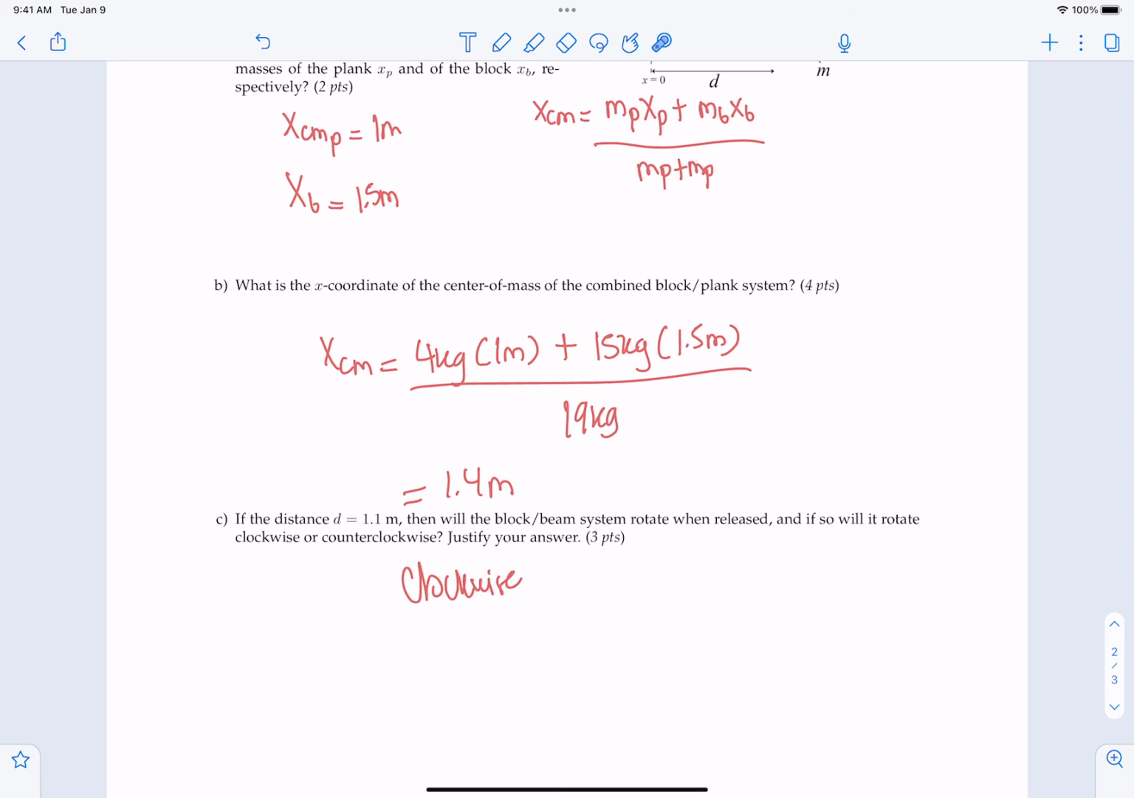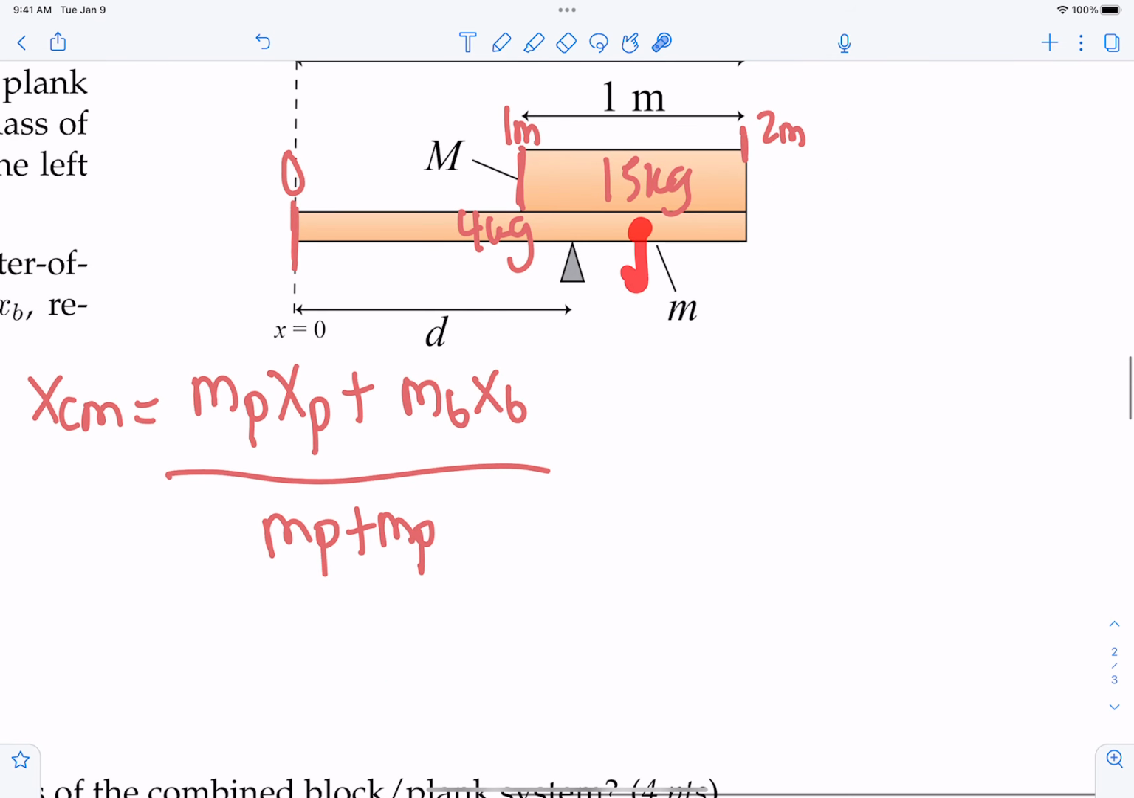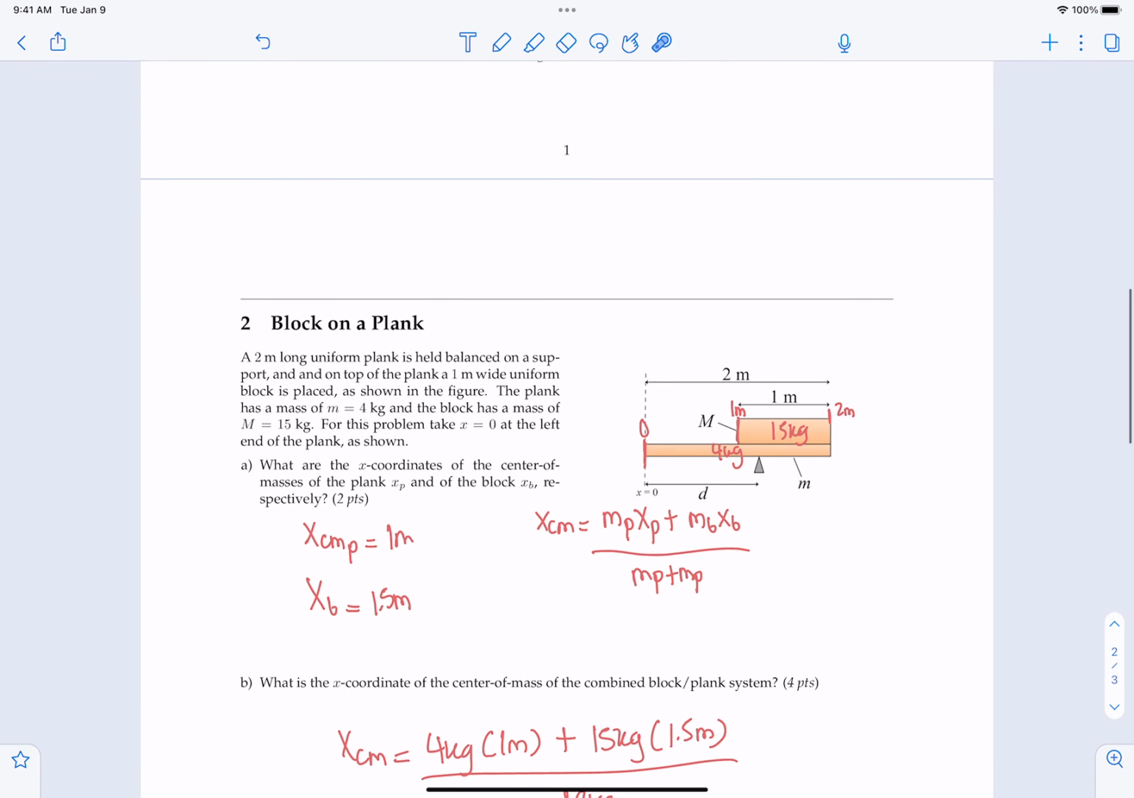And then your explanation would include the idea that since the center of mass of the system is to the right of the pivot, past the base of support that the pivot provides, the overall object will be pulled down and to the right, basically, which is in a clockwise direction, and that would cause a clockwise rotation. Does that make sense for problem 2?